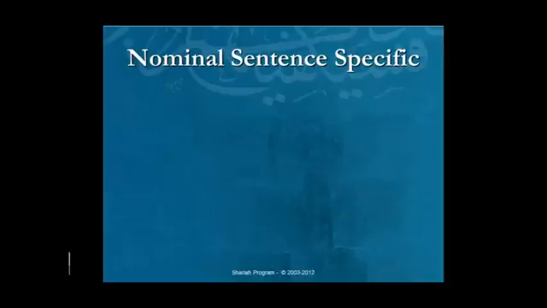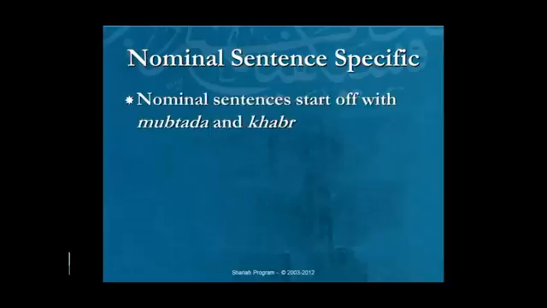Okay, now some of these 22 are nominal sentence specific. In other words, they will be found only in the nominal sentence, and like the 2 halves of the nominal sentence, they could be considered 2 usages for the ism. The ism can occur as a mubtada, the ism can occur as a khabar. Okay, so it's playing a role. You have an ism that's occupying the slot of the mubtada, and you have another ism that's occupying the slot of the khabar.